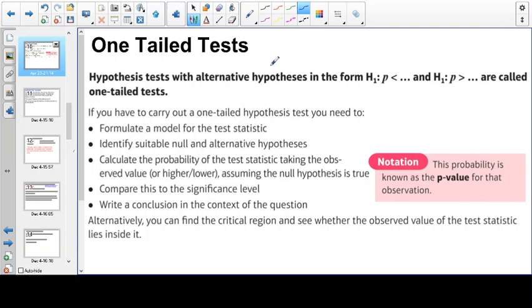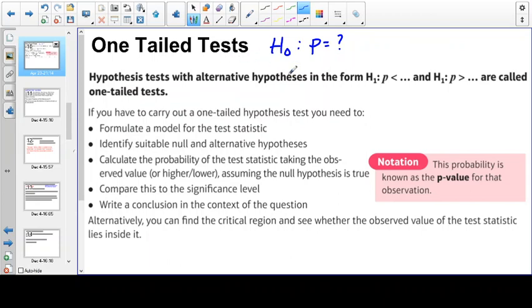So a hypothesis is just a claim or a statement. And we have two hypotheses. We have the null hypothesis, which we write as H0. And that's going to be, in this case, P equals something, where we believe this to be true. So our null hypothesis is our default statement that we believe to be true.